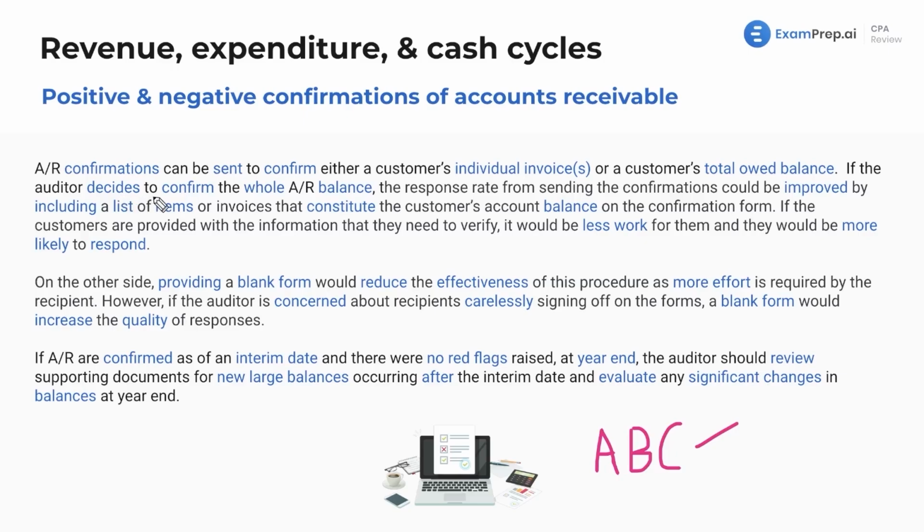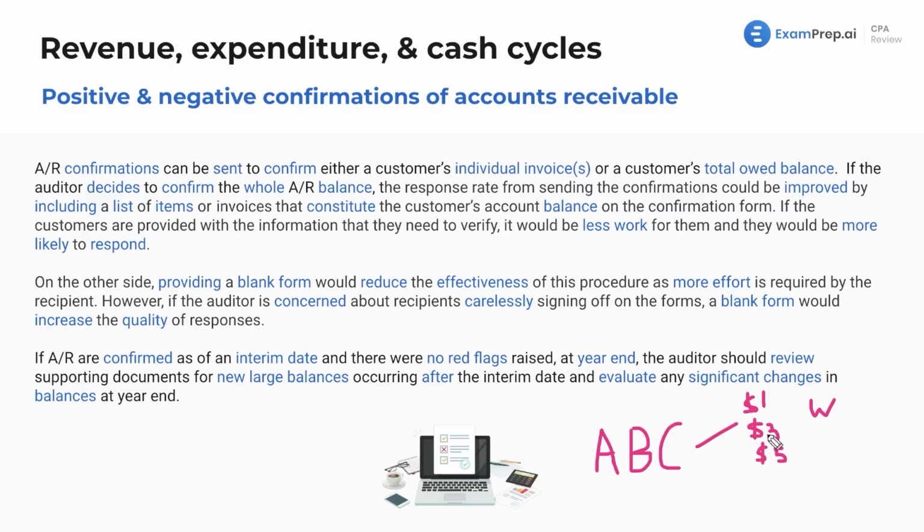If the auditor decides to confirm the whole AR balance, the response rate could be improved by including a list of items or invoices that constitute the customer's account balance on the confirmation form. Now, Walmart has accountants that are going to end up responding here. Let's say, obviously, it's probably going to be a lot more, but they have 3 transactions. One is for $1,000, one is for $3,000, and one is for $5,000. These are 3 separate purchases, and we put these all together. We get a total of $9,000.